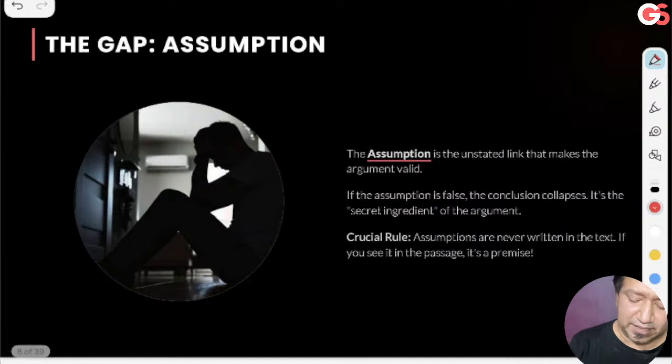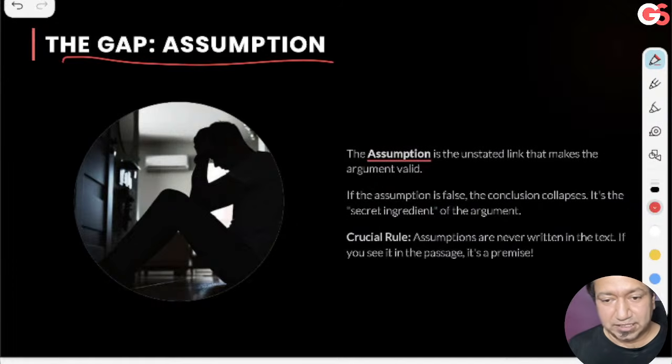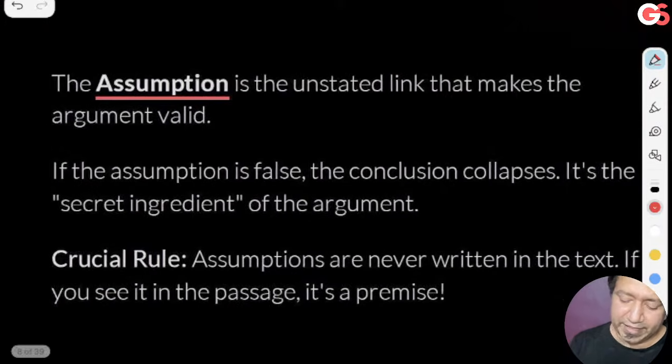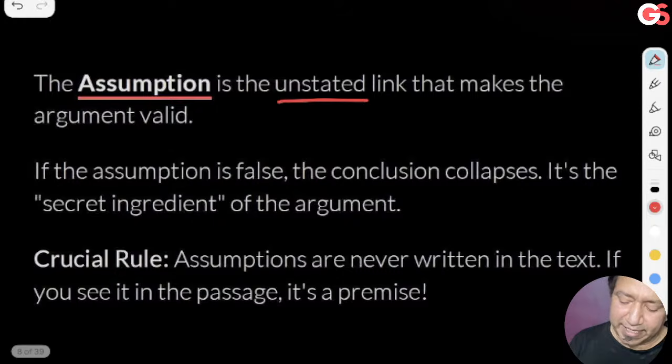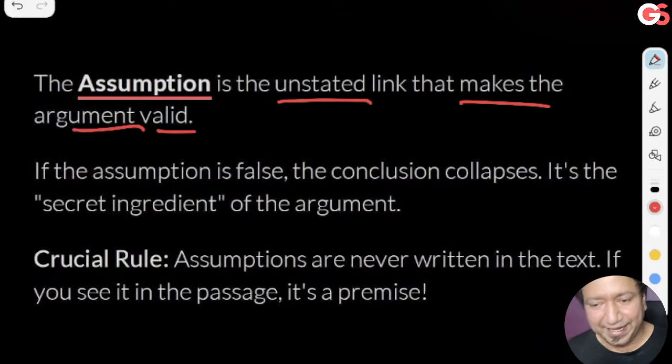Now, the gap. This is most important: the gap, the assumption, because assumptions are never given outright. There's something hidden, something implicit. Let's understand: the assumption is the unstated link that makes the argument valid.